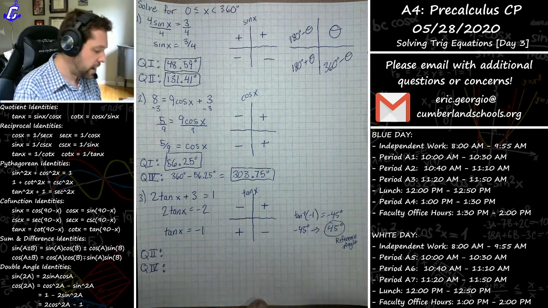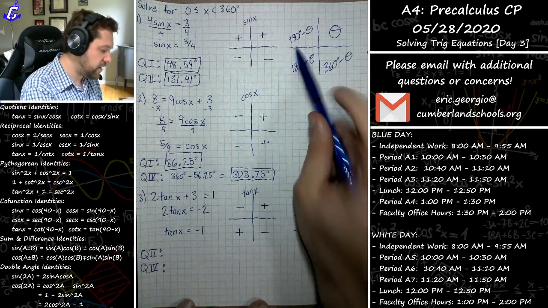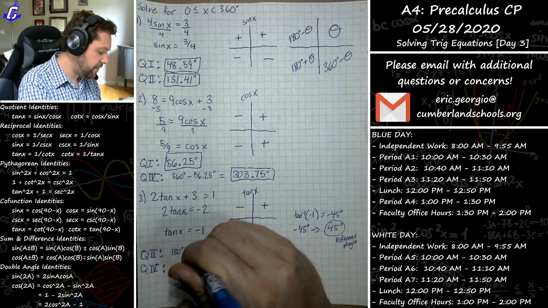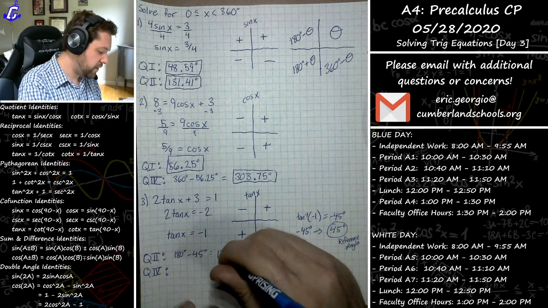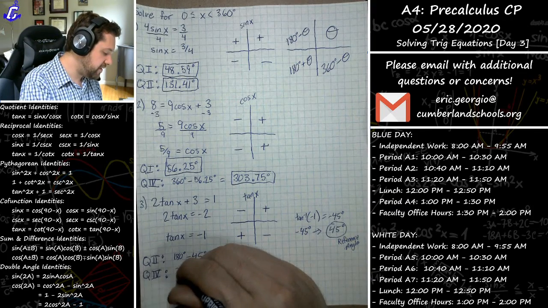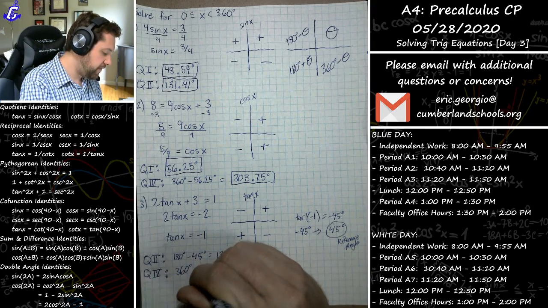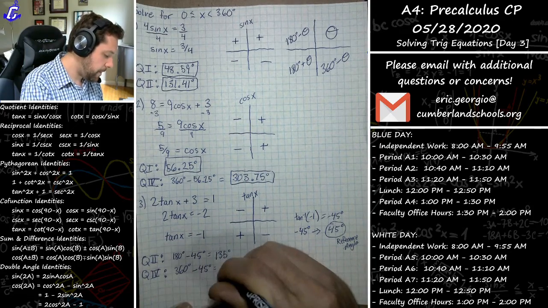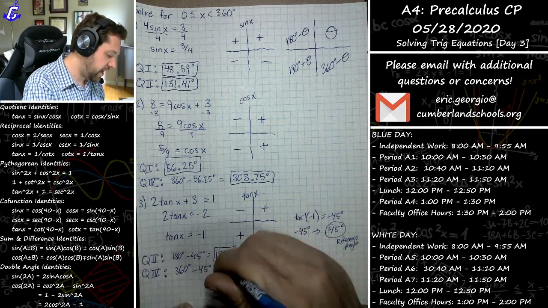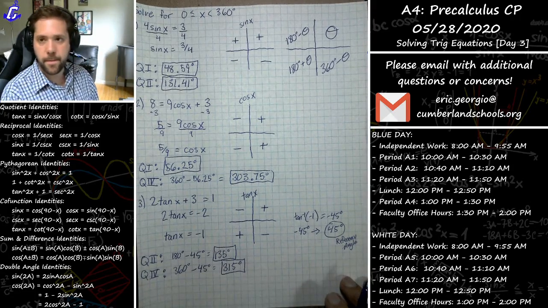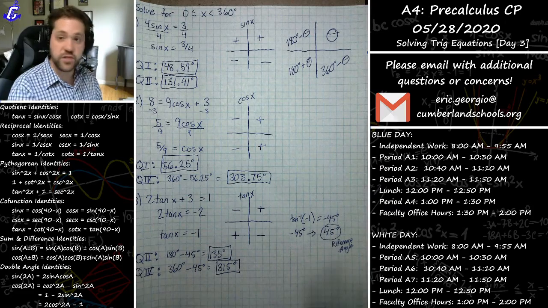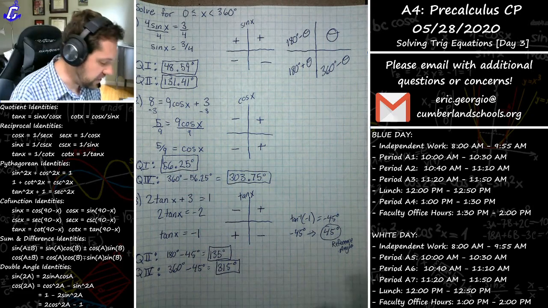Okay? So what I can do is say the quadrant 2 answer is going to be 180 degrees minus 45, which is 135. And our quadrant 4 answer is going to be 360 minus 45, which is what, 315? Like that. And so I get two answers here of 135 and 315. Which, again, just so happens to be our special unit circle angles.